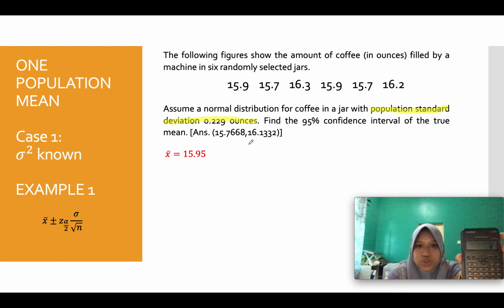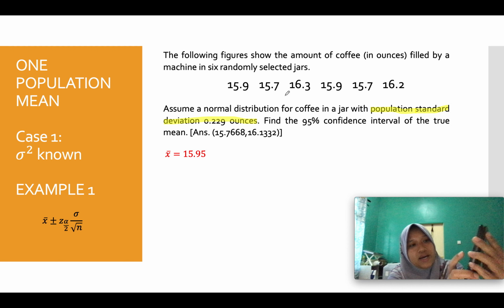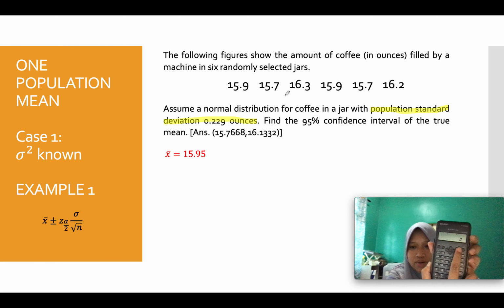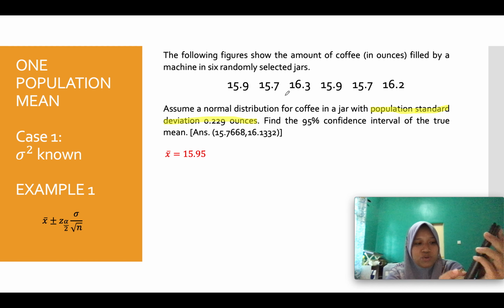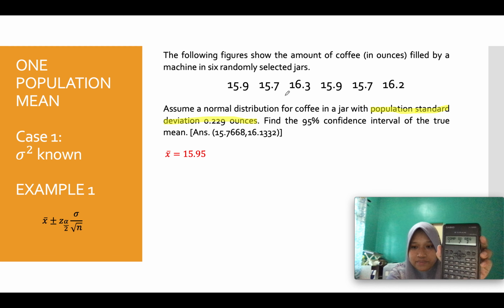Okay, so if you still remember how to find it if you are given the raw data set, kita akan gunakan mode SD. Okay, so tekan calculator awak, mode sampai awak jumpa. Okay, so kita ada COMP, SD and REG, right? So awak choose nombor 2, SD.